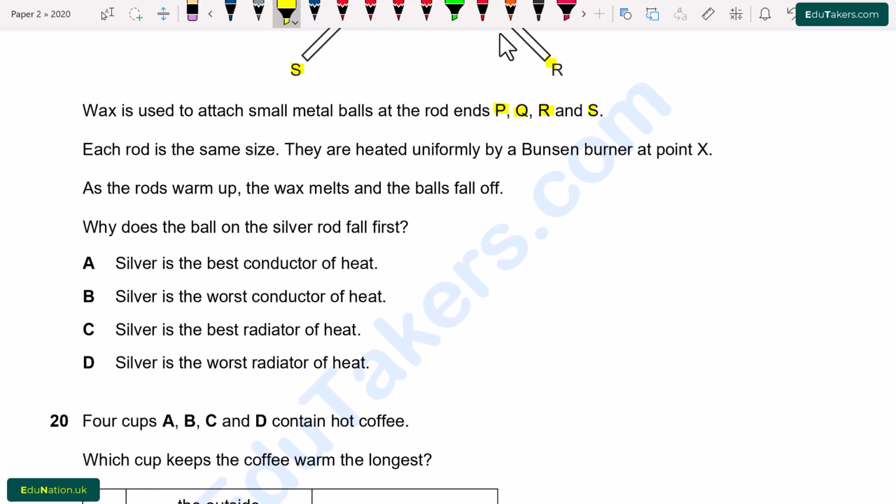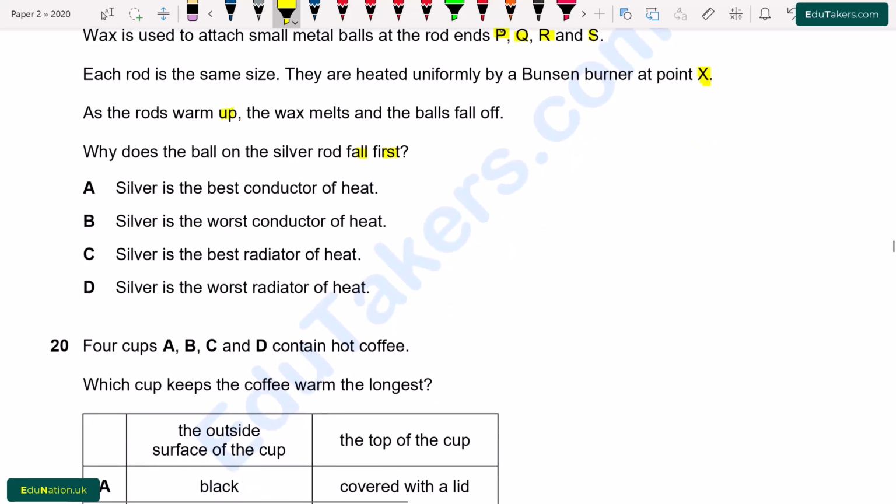They are heated uniformly by a Bunsen burner at point X. As the rod warms up, the wax melts and the balls fall down. Why does the ball on the silver rod fall first? Option A. Silver is the best conductor of heat. B. Silver is the worst conductor of heat. C. Silver is the best radiator of heat. D. Silver is the worst radiator of heat.